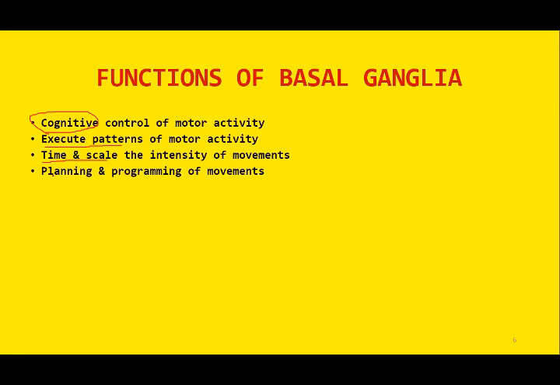Another important function of basal ganglia is planning and programming of movement. Before you perform that actual movement, before performance, you plan or pre-plan or program that particular movement. So all these movements are controlled by the basal ganglia. Cognition part is done, execution of the pattern is done, timing and scaling of intensity of movement is being done, and then it plans the movement, it programs the movement, and eventually it will convert thoughts into voluntary actions. So before planning is done, then this will be converted into true or actual voluntary movement. It will convert the intended movement into actual voluntary action.